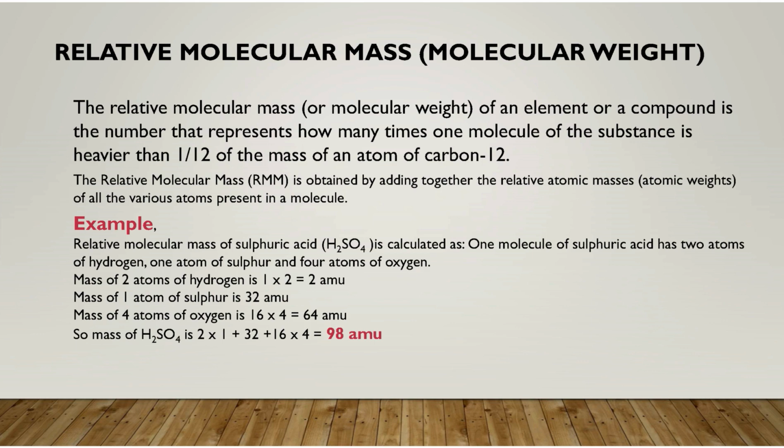So the total molecular weight of sulfuric acid is, we add all this: 2 plus 32 plus 64. We add all these and that is 98 AMU. So the molecular weight of sulfuric acid is 98 AMU. So in this way we find out the molecular weight of any molecule. We find the molecular weight of each atom and then we add all these together and find out the total molecular weight. I hope in this example all of you understand how we find out the relative molecular mass or molecular weight.